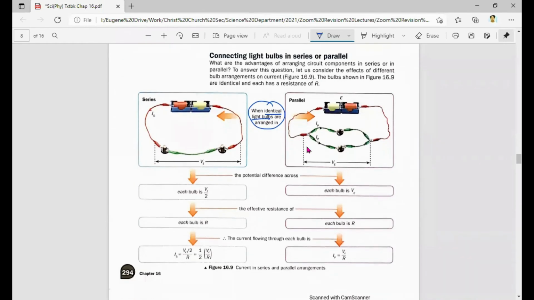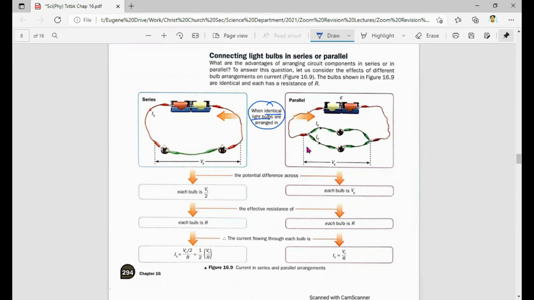So in a series circuit, if you have 2 light bulbs in series, each bulb will receive half of the voltage. If you have 3 bulbs, it will be 1/3 of the voltage. Each bulb's resistance is R. So therefore, the current will be V over 2 divided by R, so it's half of VE over R. A bit messy, but let's put it this way for now.